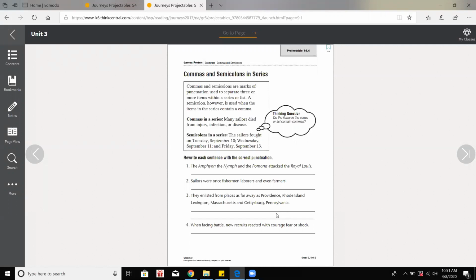Okay, so today we want to talk about commas and semicolons in series. This is an old lesson, but we would like to revise some of the basic concepts, go through the definitions and examples, and then answer a few items.